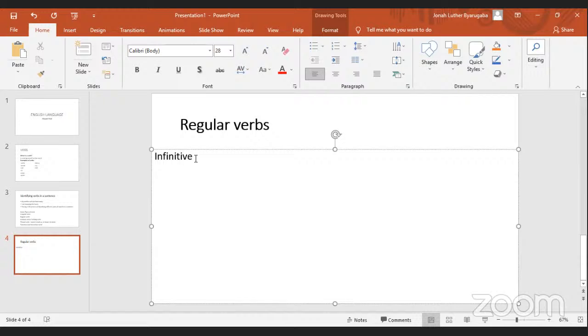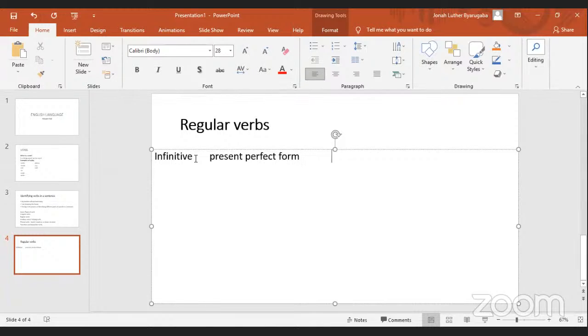Then we have the present perfect form. These ones are the ones that end in ing, like walking. Such forms help us to make continuous tenses. There are three types of continuous tenses. We have the present continuous, the past continuous, and the future continuous. So for you to make a continuous tense, you pick a verb in the present perfect form.